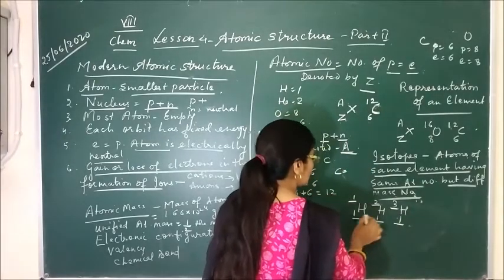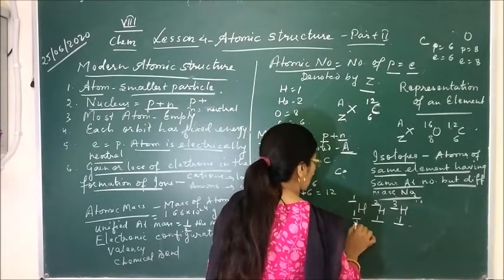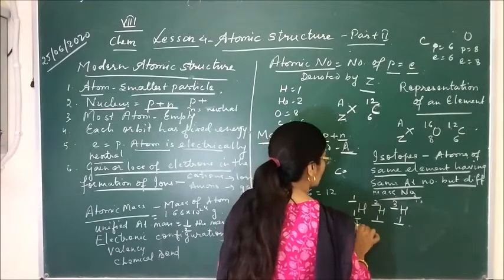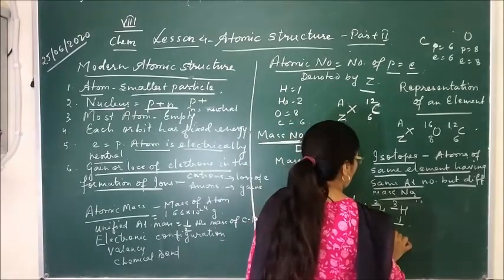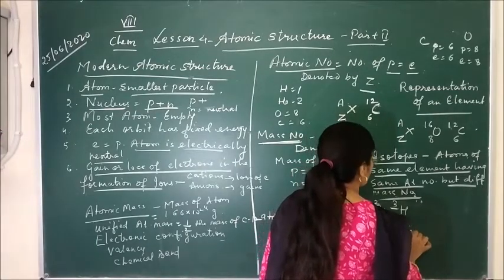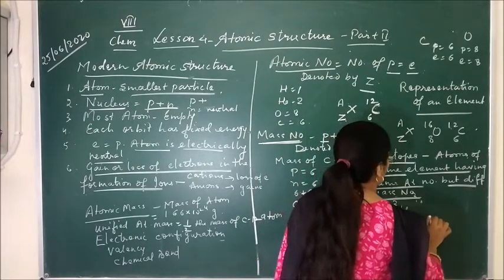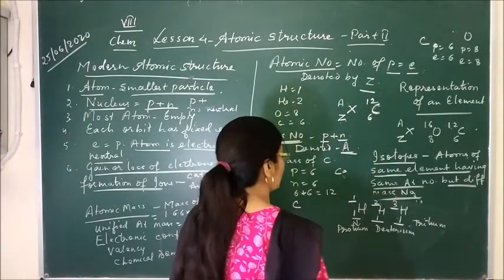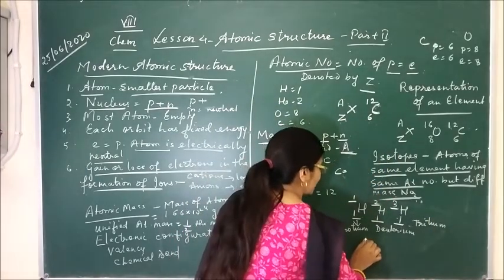The first isotope is called protium, the second is called deuterium, and the third is called tritium. So these are the isotopes of hydrogen. In the same way we can know the isotopes of carbon.